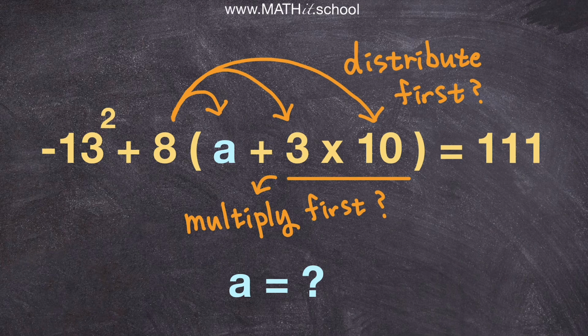Today I have this very interesting question where I see a lot of students contemplate whether they should distribute first or multiply first. So, in order to solve for a, which is an unknown variable here, which one should you do first? Well, if you know the answer, you can go ahead, pause this video and solve it yourself.